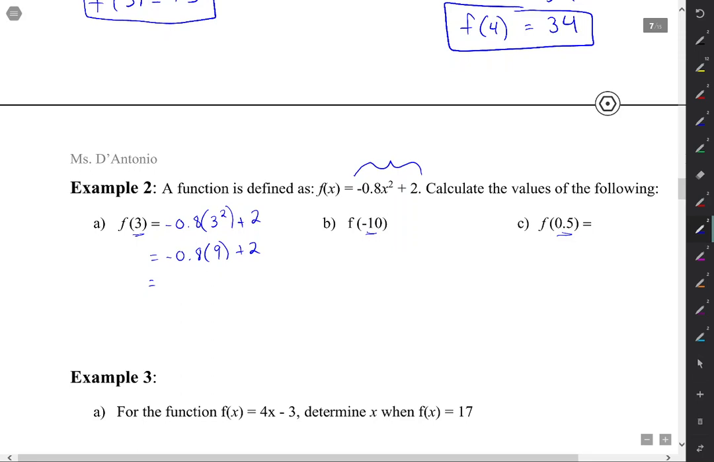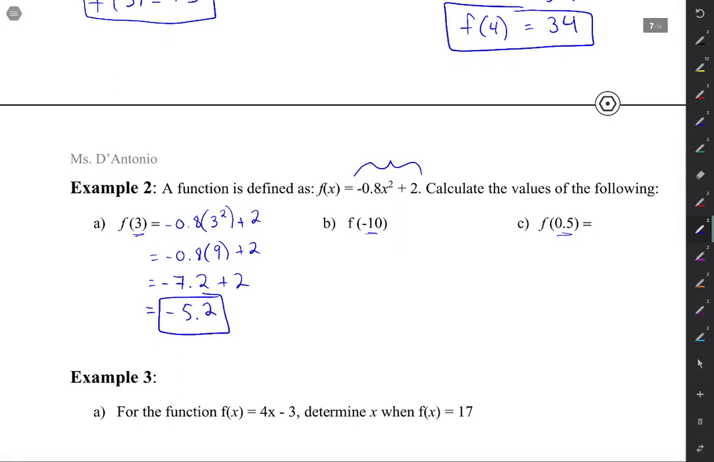Then we would have negative 0.8 times 9. That would be negative 7.2, and then plus 2. So negative 7.2 plus 2 is negative 5.2. So f of 3 is equal to negative 5.2. So in B, they now want us to plug in negative 10 for x.